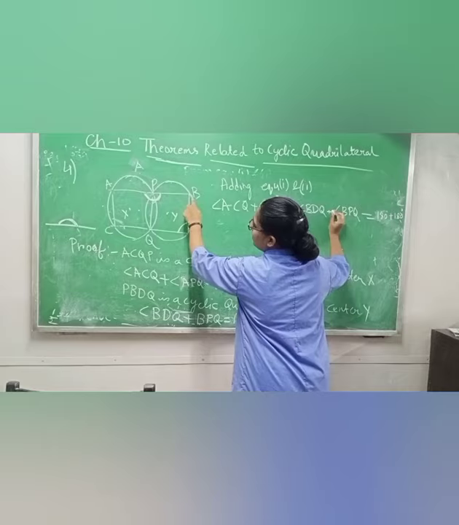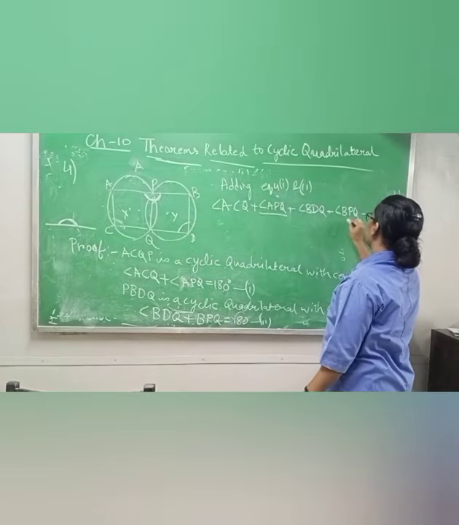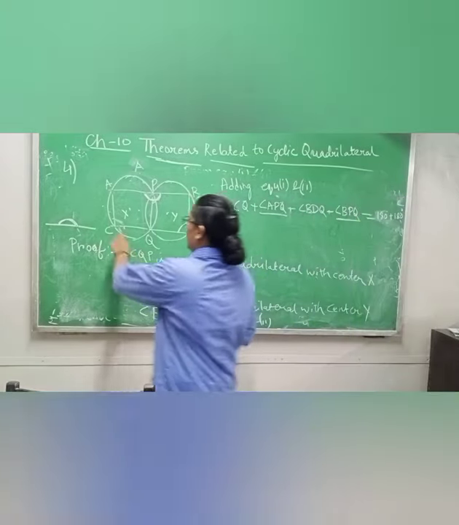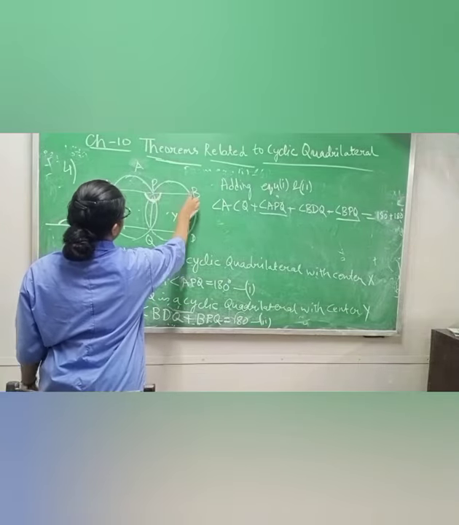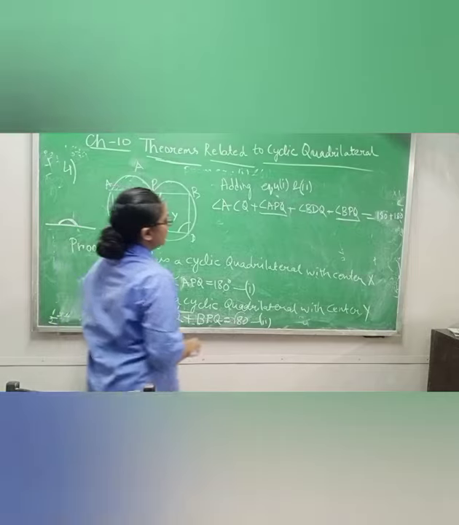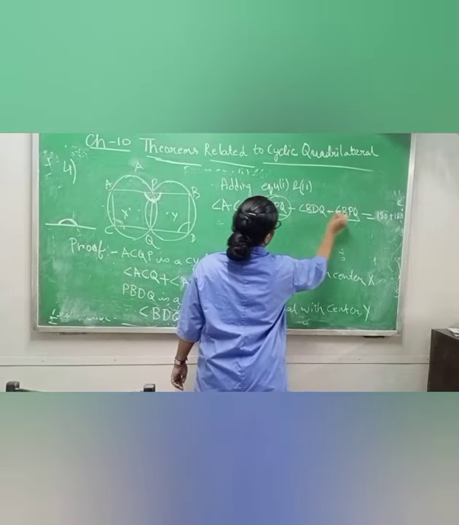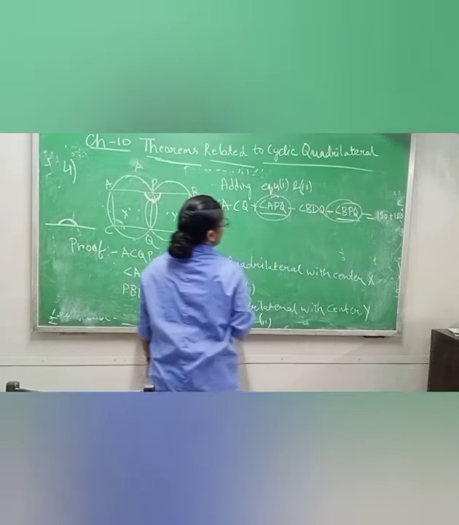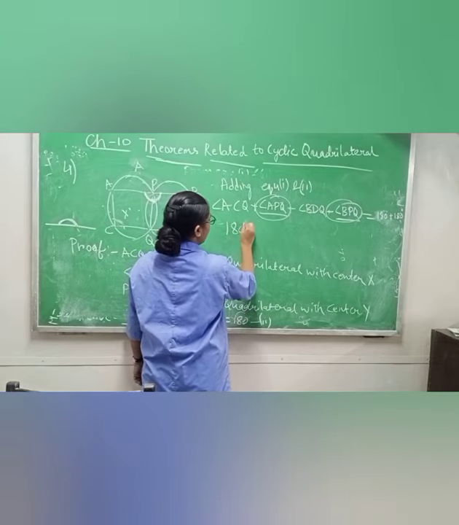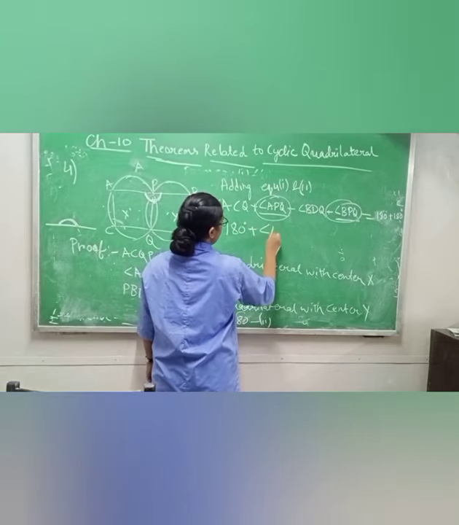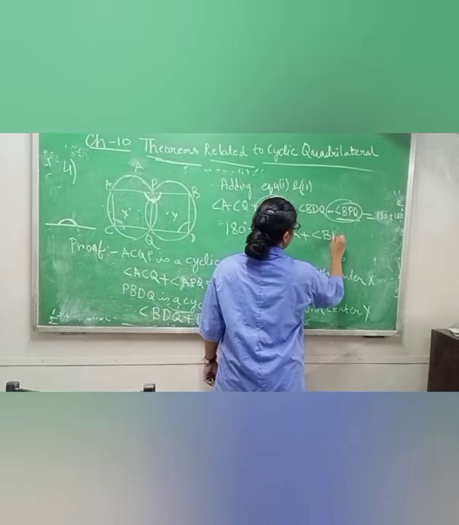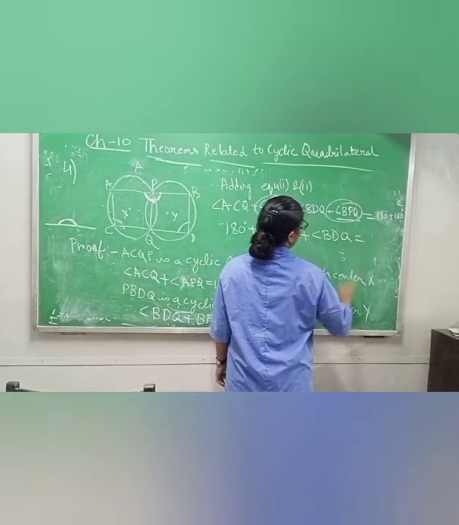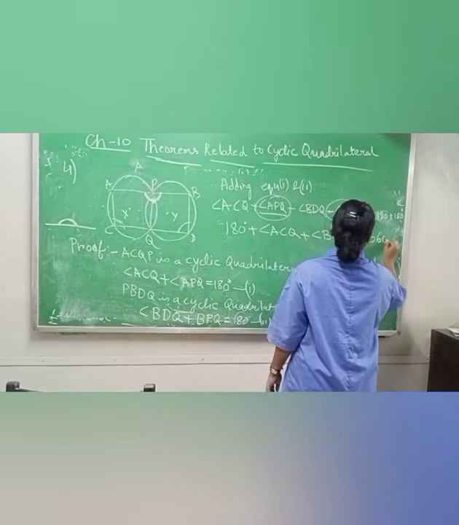APQ and BPQ. Okay, BPQ, this one. So APQ, this angle plus this angle BPQ will give you 180 degrees. So the addition of this and this will give you 180 degrees, and the rest one I am writing as it is: angle ACQ plus angle BDQ equals 360 degrees.